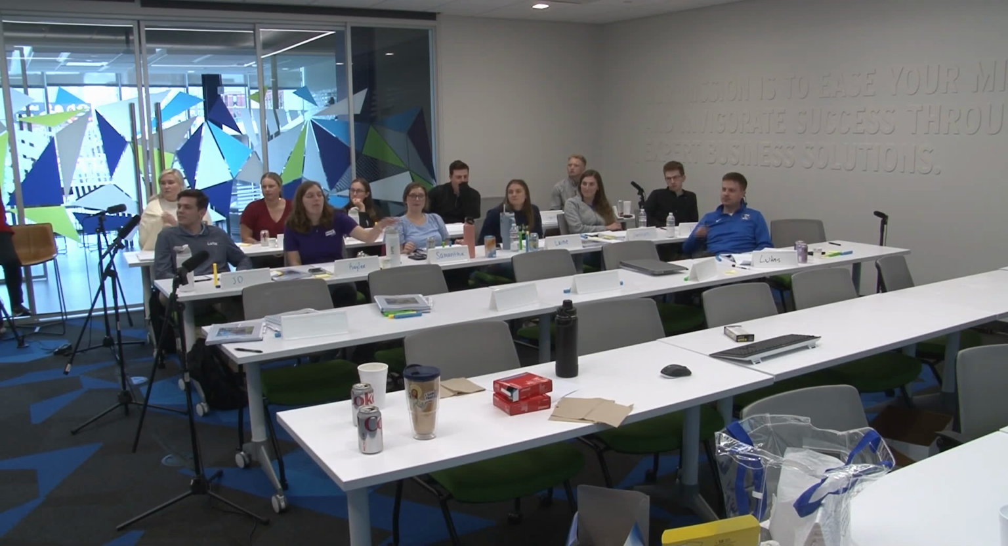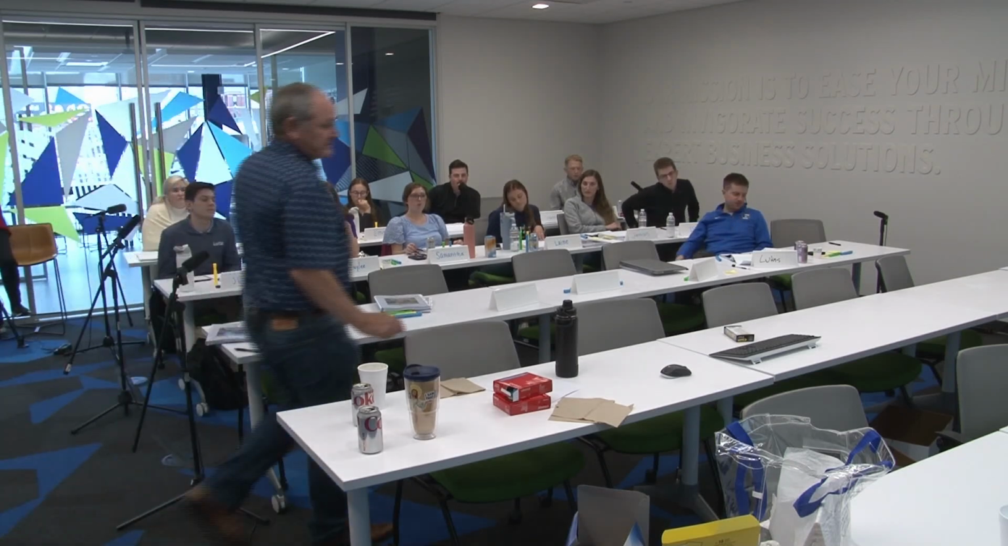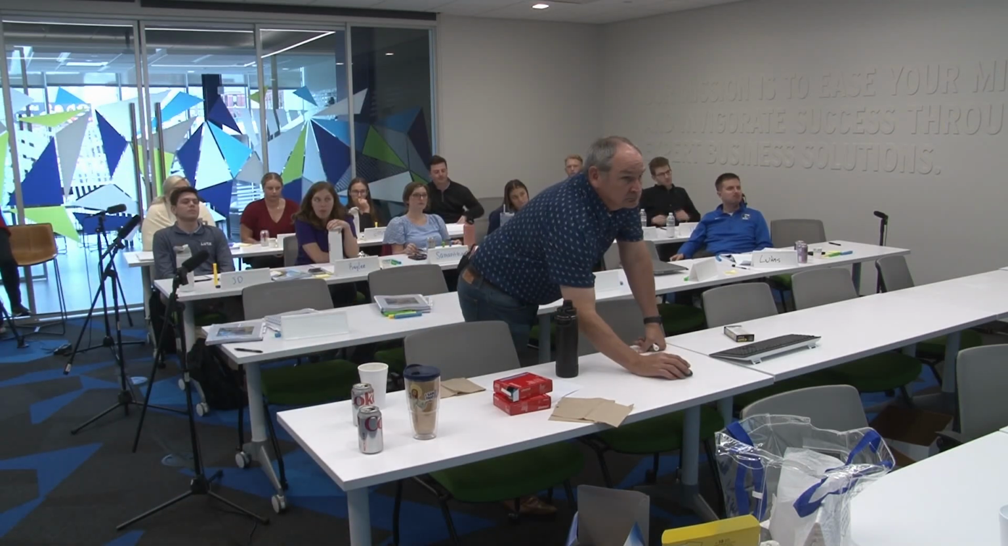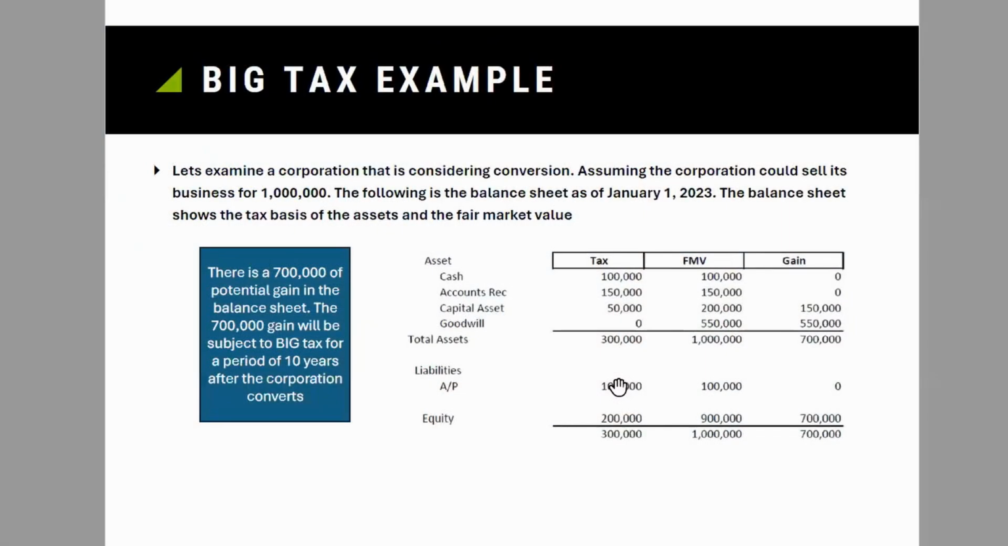Okay, so let's go back to this example. Because step 1, tax basis, step 2, fair market value balance sheet, step 3, inherent gain. That's what we have up there.